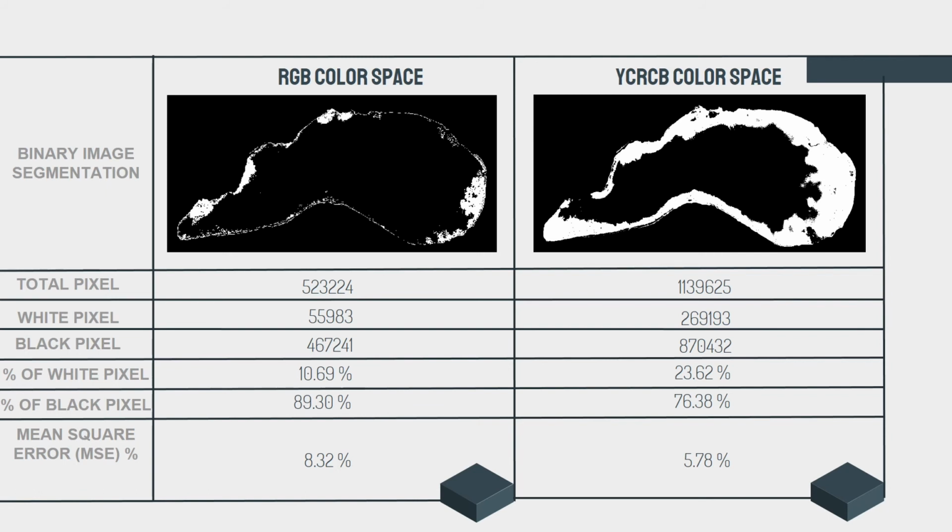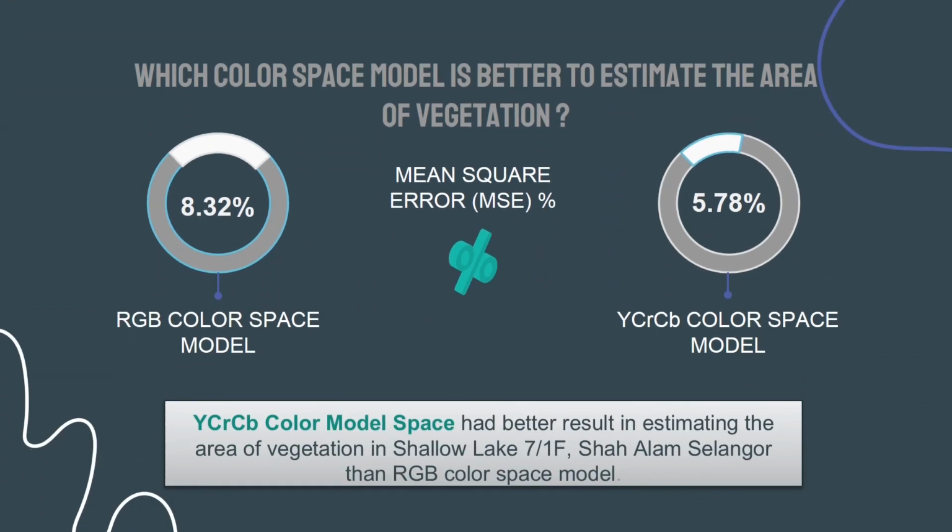The total pixel count for the RGB color space model is 523,224, the percentage of white pixels is 10.69%, and the percentage of black pixels is 89.30%. For the YCrCb color space model, the total pixel count is 1,139,625, the percentage of white pixels is 23.62%, and the percentage of black pixels is 76.38%. This model is better to estimate the area of the vegetation.